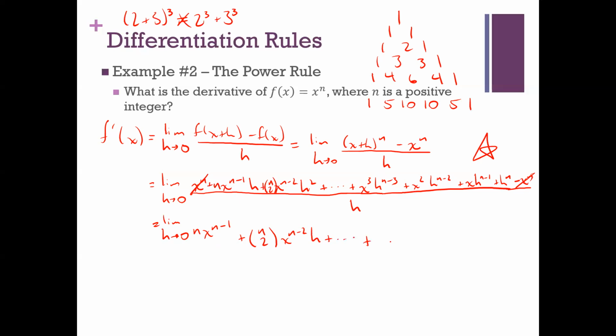And then I'm going to go ahead and start skipping a bunch of stuff. X cubed times h to the n minus 2. So now that I'm doing this, can I evaluate this limit?